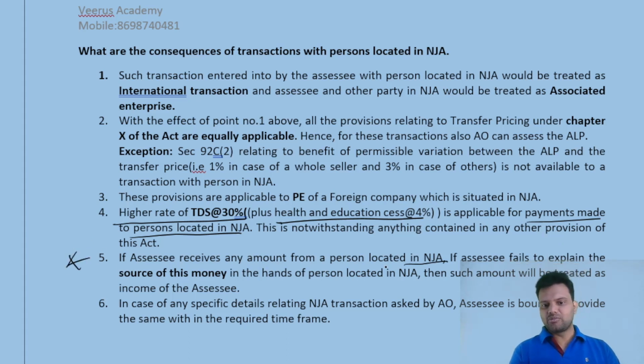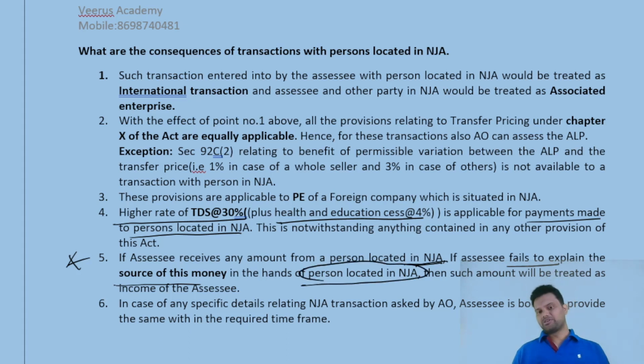If SSC receives any amount from a person located in the NJA and fails to explain the source of this money in the hands of persons located in the NJA, important point to be noted: he need not explain the source of this income in his own hands. He has to explain the source of that income in the hands of the person located in the NJA.